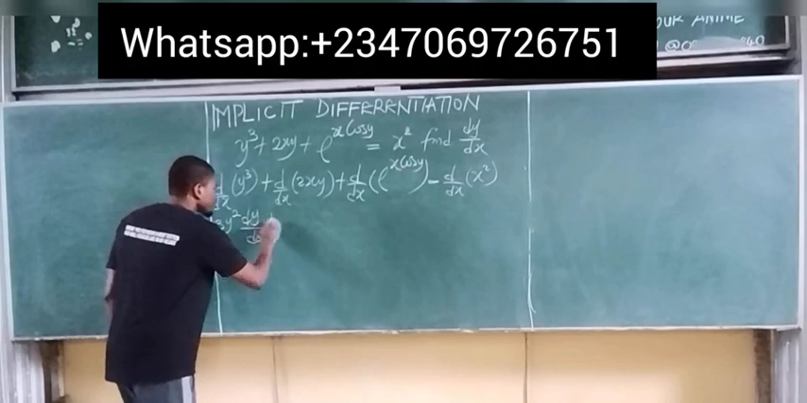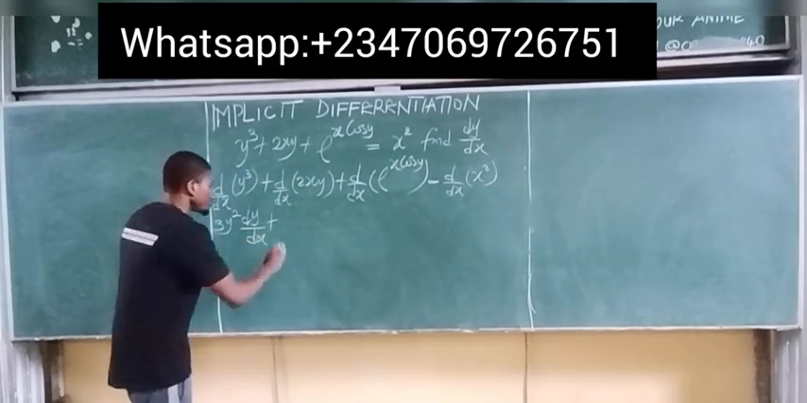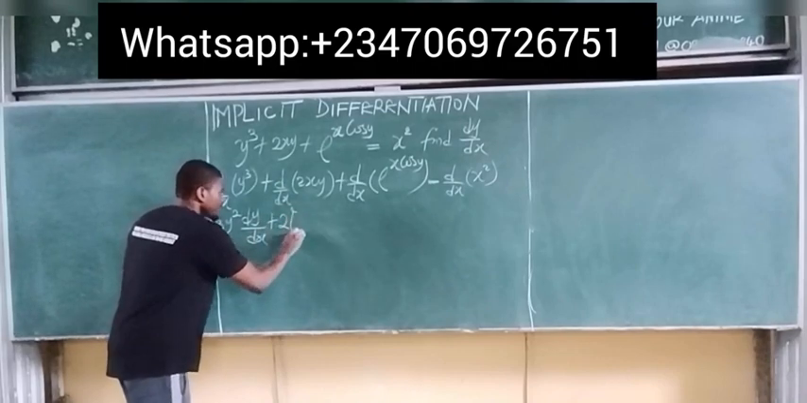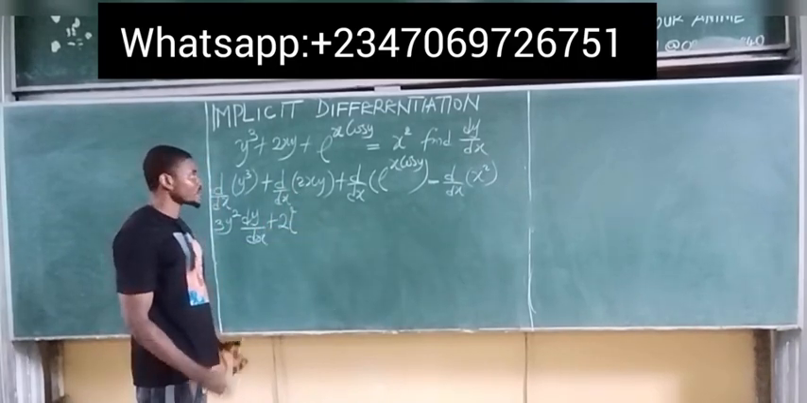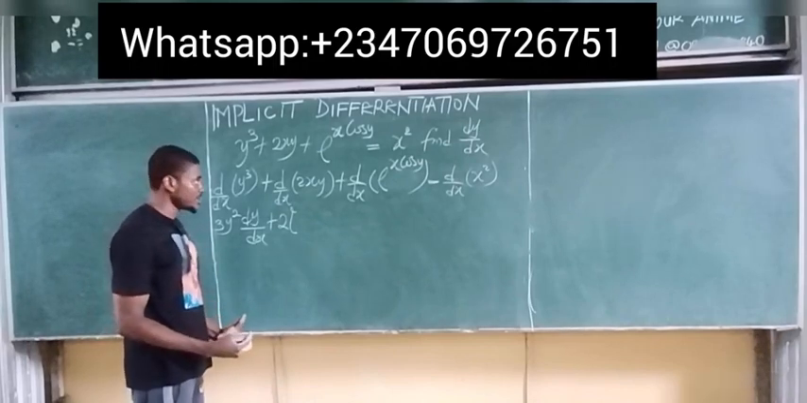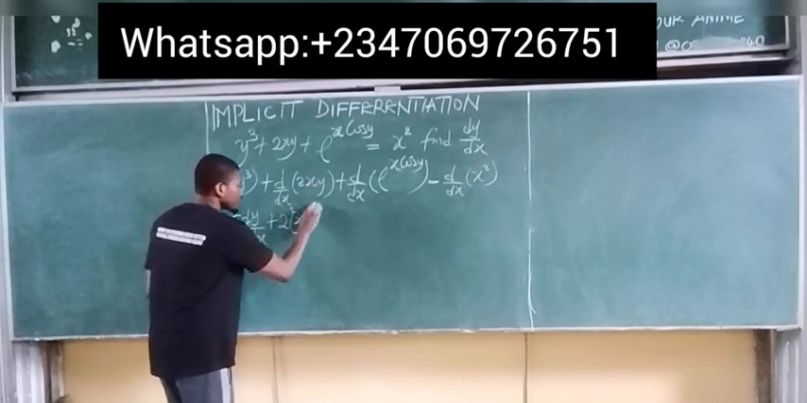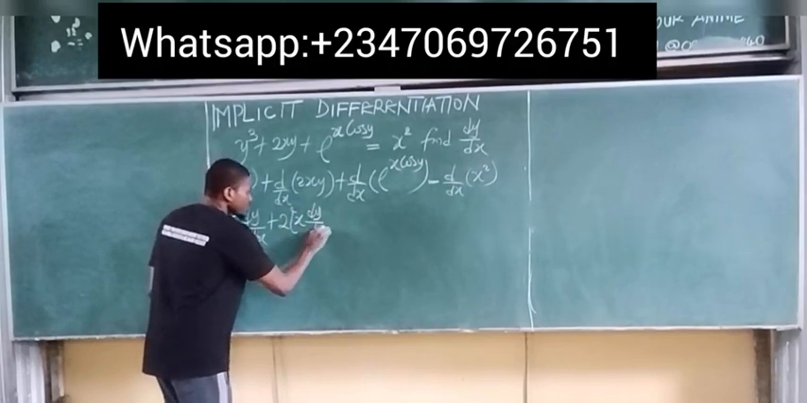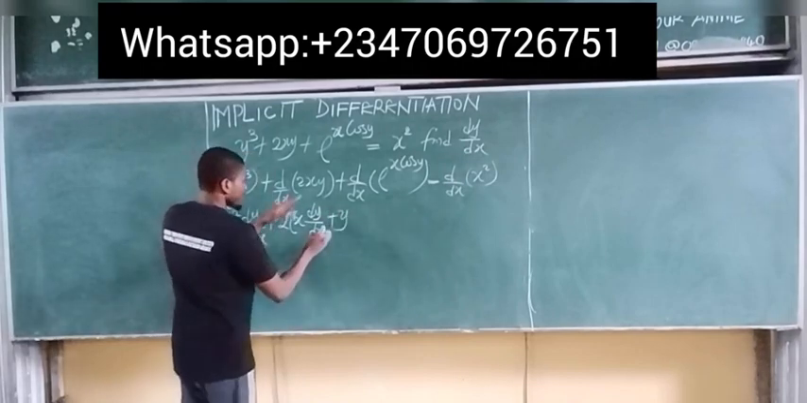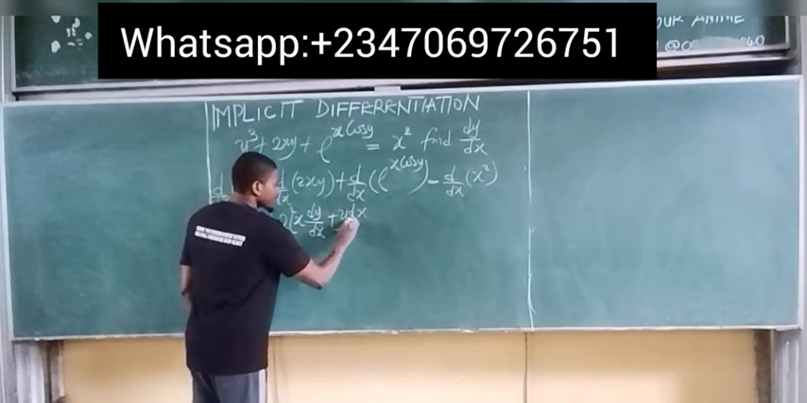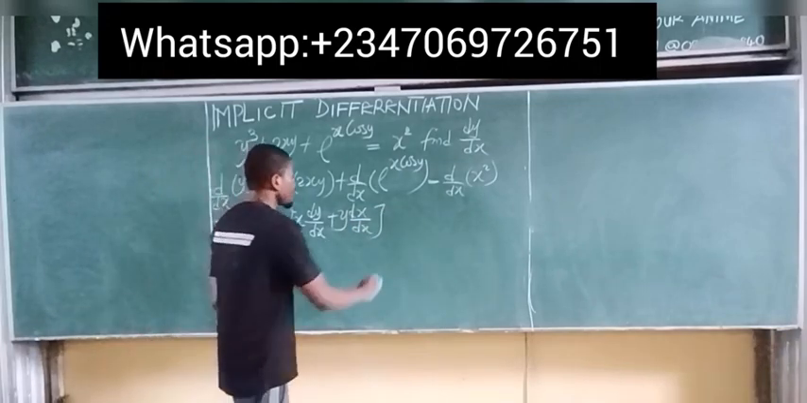Plus, now first off, 2 is a constant. You pull it out of the differentiation sign, and then I have x and y multiplying each other, so I simply employ the product rule to differentiate. From the product rule, you keep x constant, differentiate y with respect to x, plus now you keep y constant, differentiate x with respect to x, so I have dy/dx, plus y times 1.